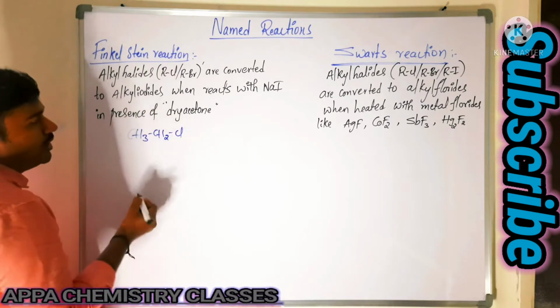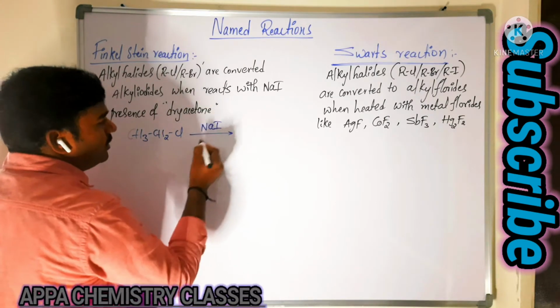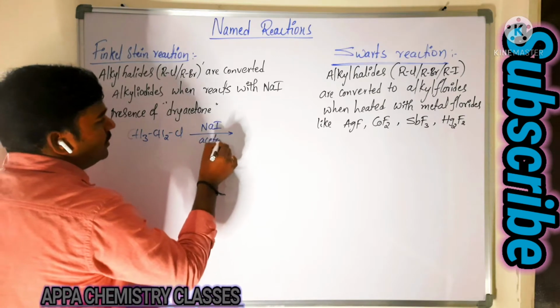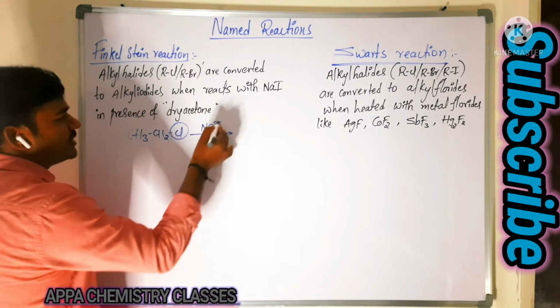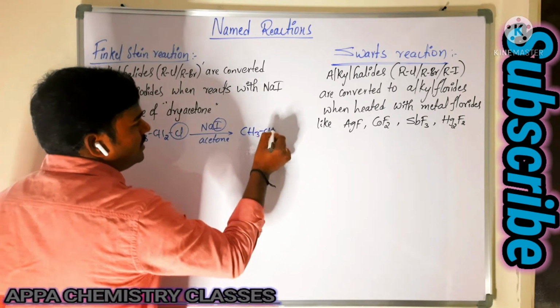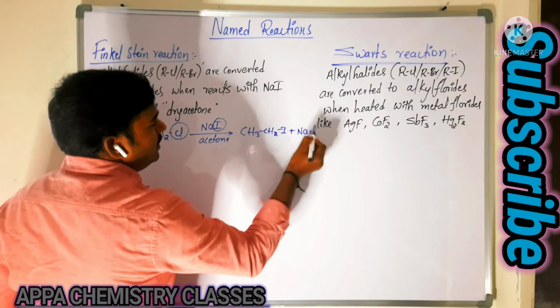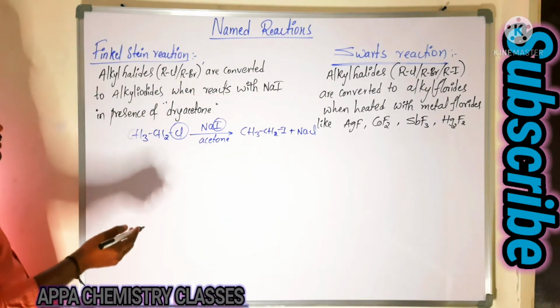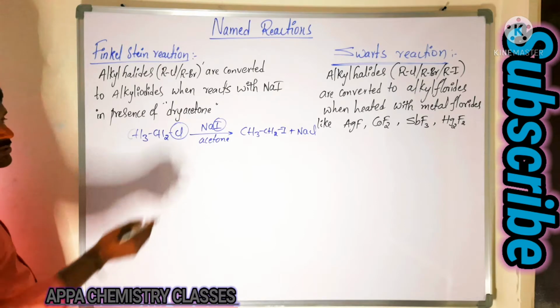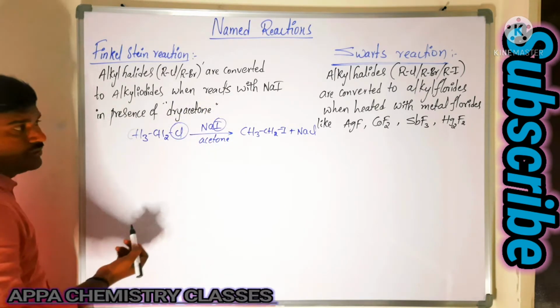This is ethyl chloride. Whenever it reacts with sodium iodide in presence of acetone, what happens? This halogen is exchanged by this halogen. Then we get CH3CH2I plus NaCl. So this is what we call a halogen exchange reaction. The halogens are exchanged between the attacking reagent and the leaving group.